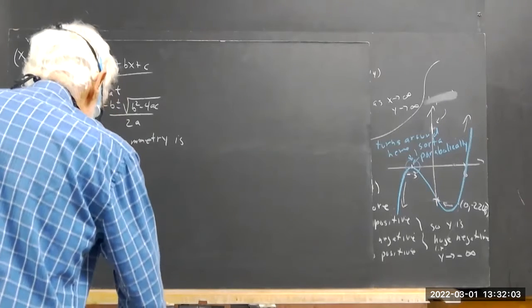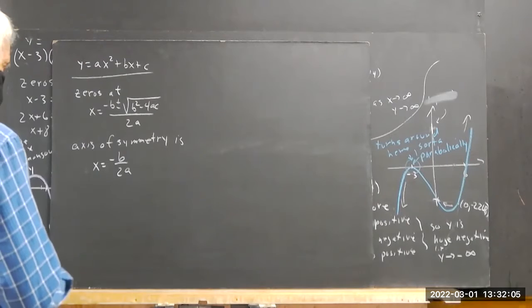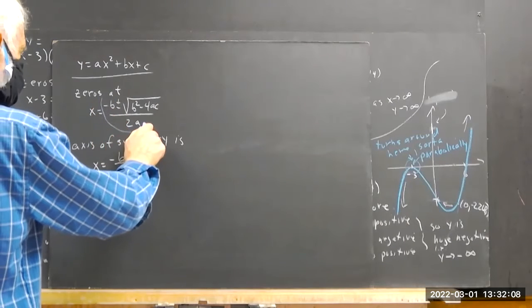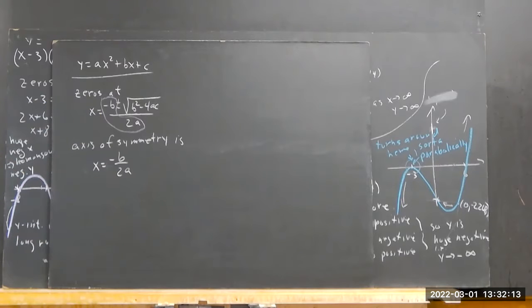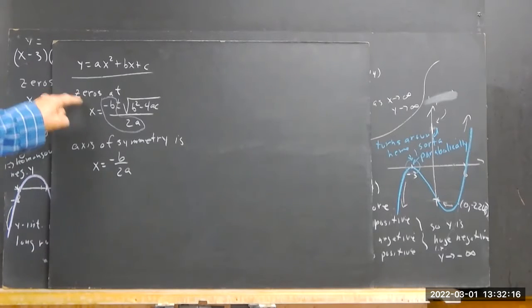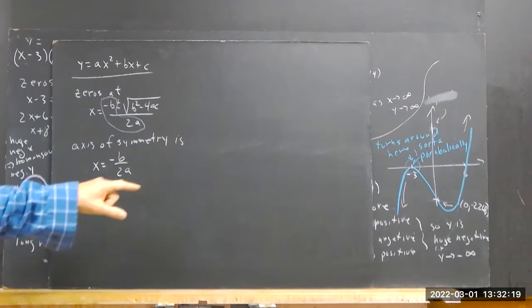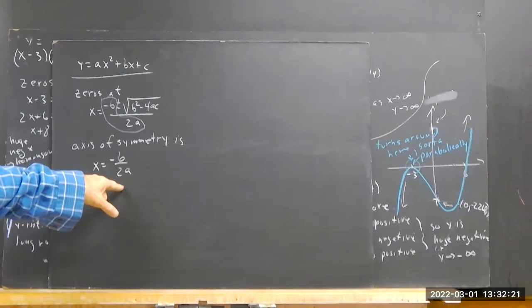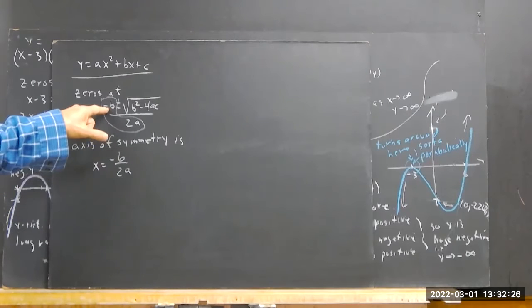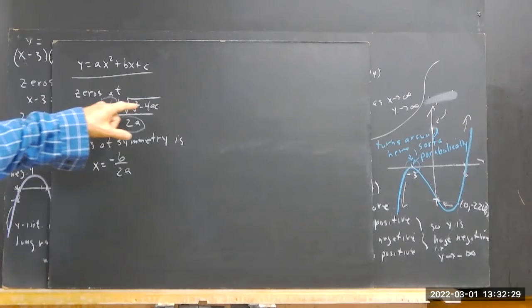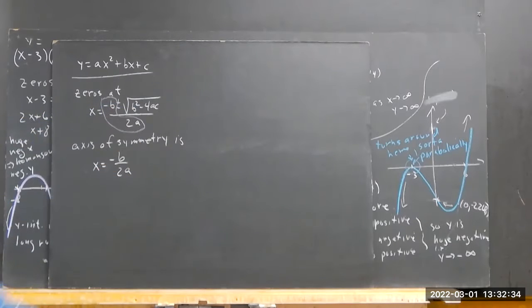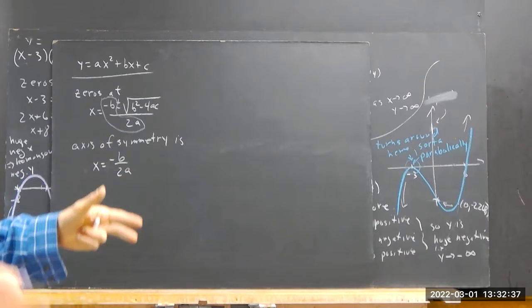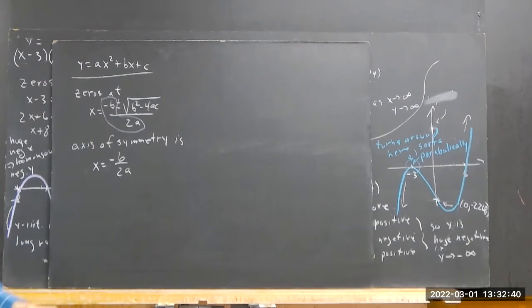And your axis of symmetry is x equals negative b over 2a. Notice, you don't have to memorize two equations. You already know this one. If you know this one, you can ignore the plus or minus square root, and that gives you the axis of symmetry. Okay? Negative b is halfway between negative b plus the square root and negative b minus the square root. Those are your zeros. Your axis of symmetry has to be halfway between the zeros.